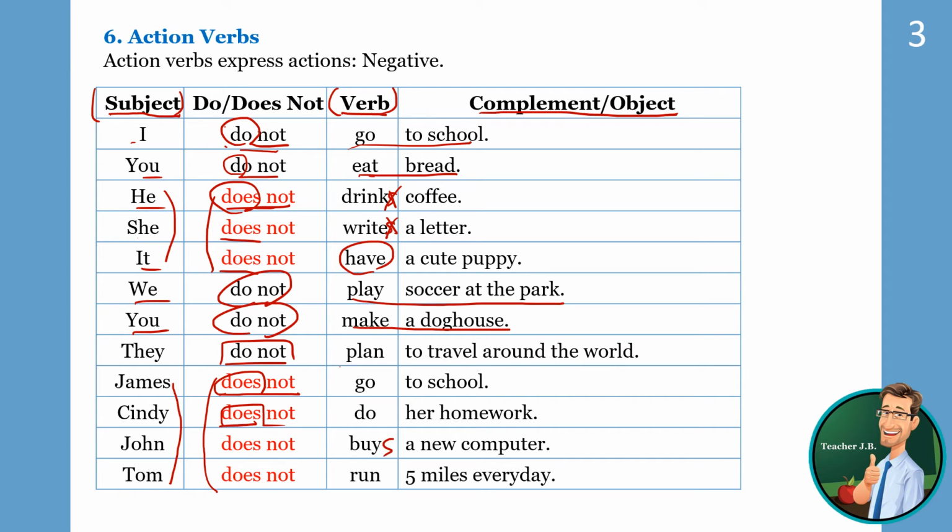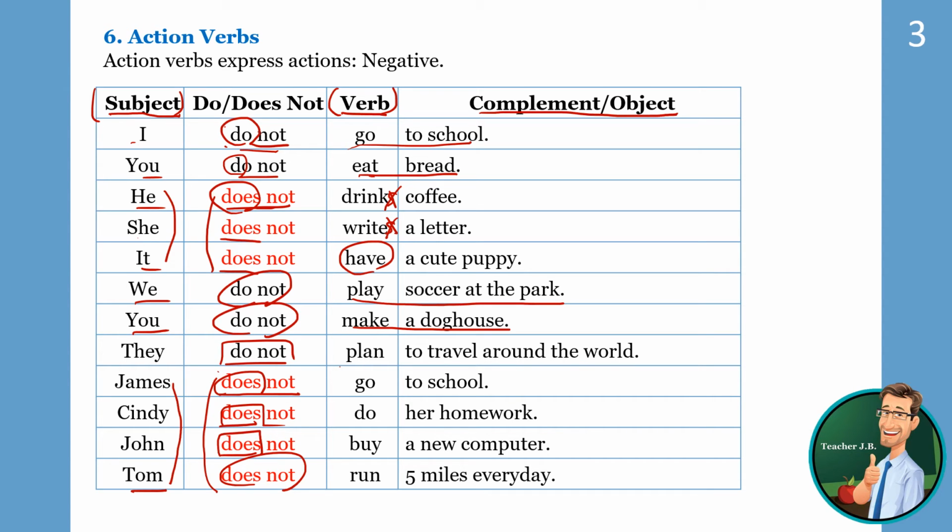John buys a new computer. Again, this is negative, so we don't use it. We use does not. And the last one is Tom. Tom is third person singular. Tom runs 5 miles every day, but he does not run 5 miles.